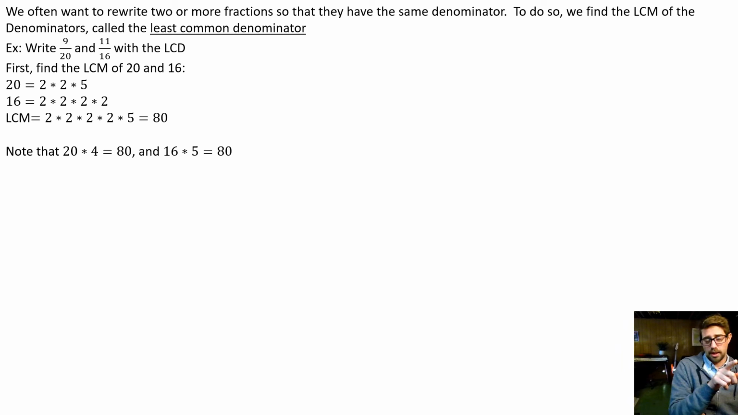9 over 20, we're going to have to multiply that by 4 over 4. And then the 11/16ths, we're going to have to multiply that by 5 over 5. Then we will have the same denominator, which is 80. We just don't know what the numerators are yet.